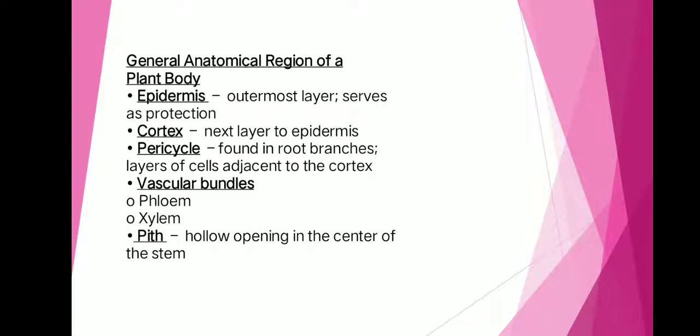General anatomical regions of a plant body. Epidermis, the outermost layer, serves as protection. Cortex, the next layer to the epidermis. Pericycle, found in root branches, a layer of cells adjacent to the cortex. Vascular bundles: phloem, xylem. Pith, the hollow opening in the center of the stem.